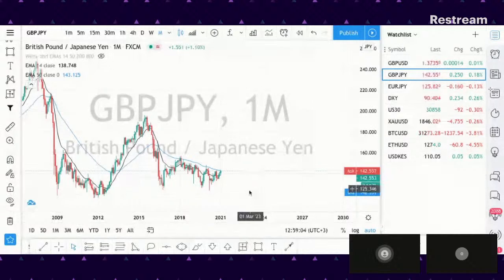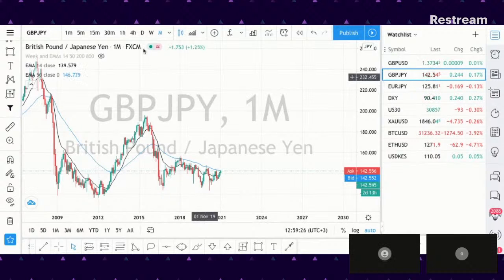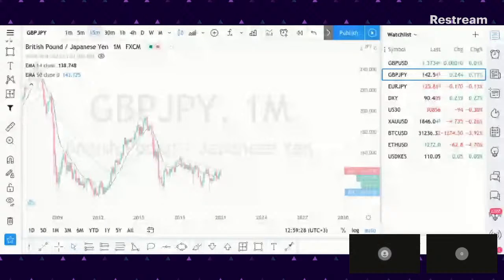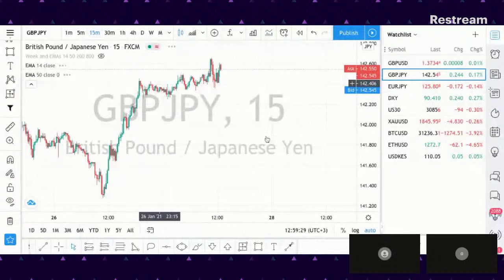So when you are buying at 142.547, when you're selling at 142.55. So if you're selling, you're only going to be in profits if price goes below 142.547, because the broker has to cover their spread first, their brokerage fees, 6 microbes.